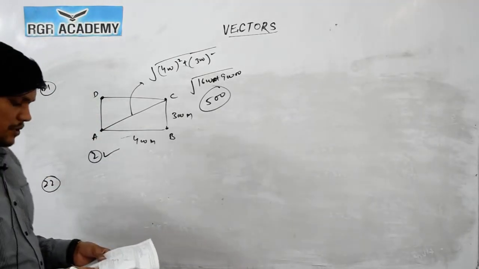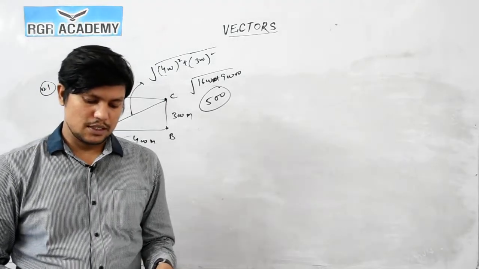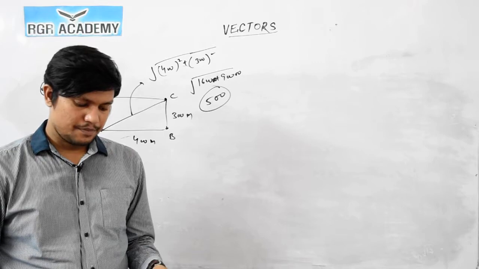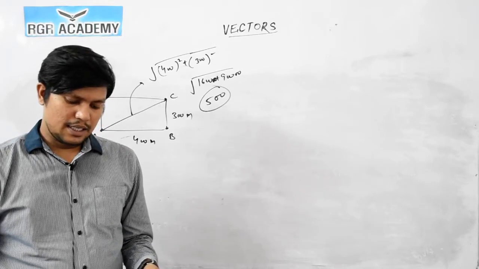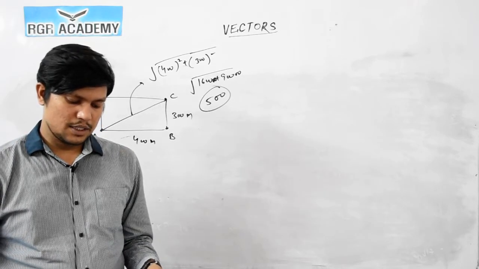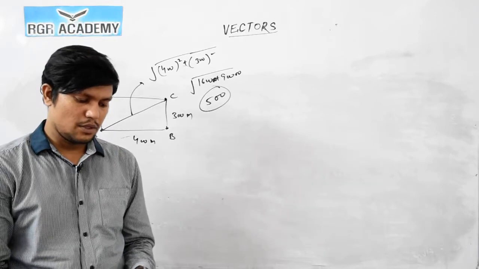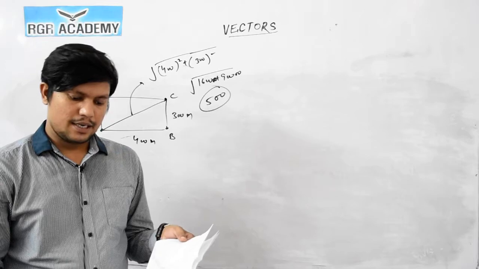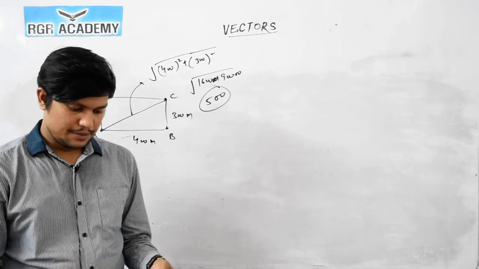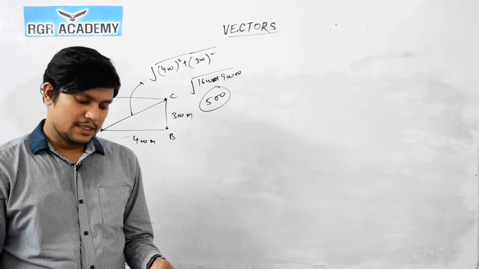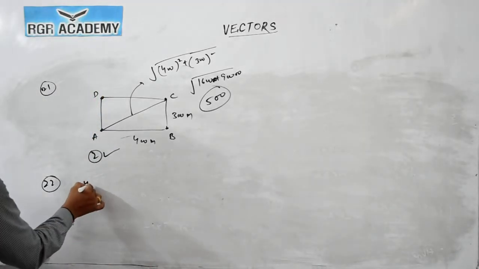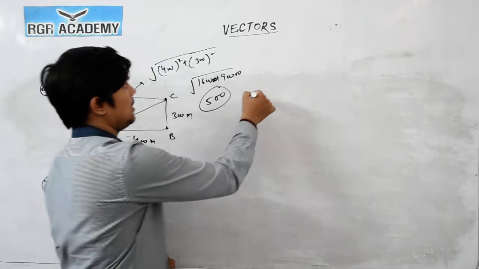In question number 22, the vector sum of two forces is perpendicular to their vector difference. In that case, the forces cannot be unequal. This question is similar to question number 8. So we can say that the two vectors will have equal magnitude. So for question number 22, the answer is 4. Now question number 23.